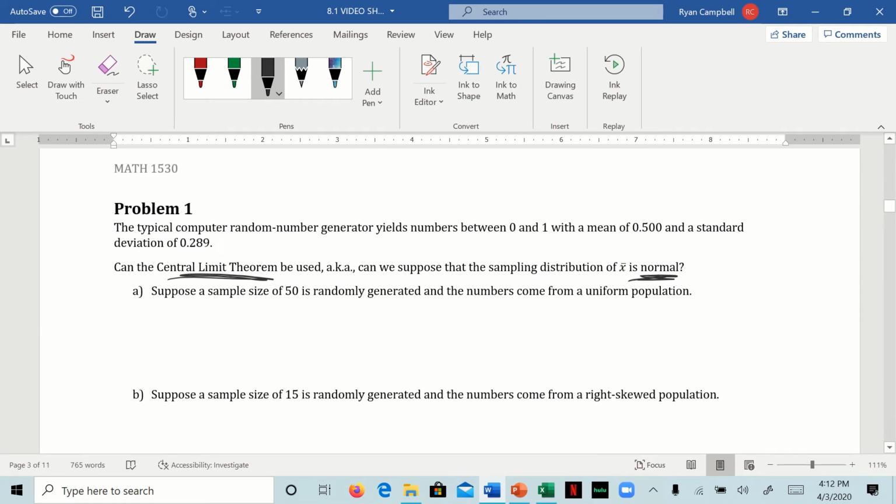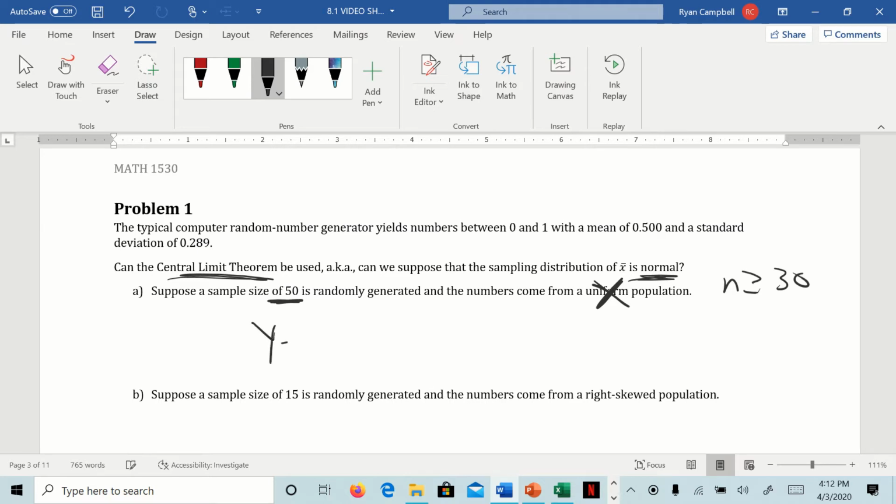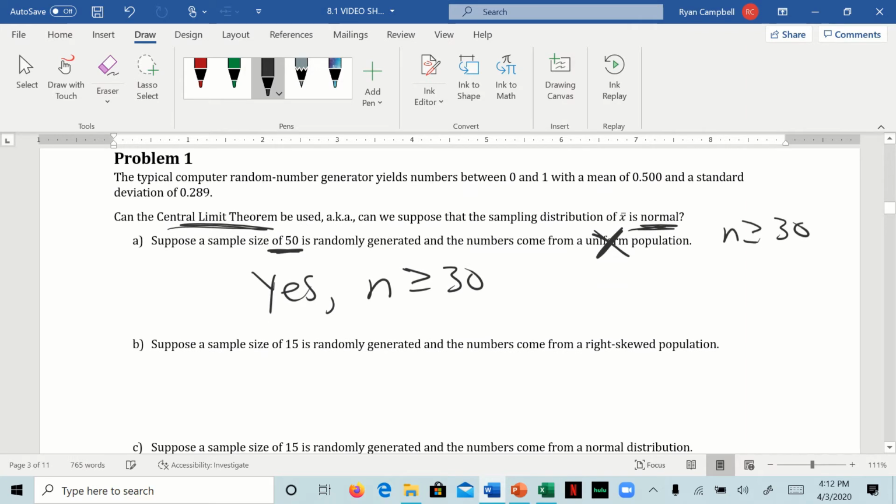Well, we see that the population is not normal. The population is uniform, so that's not great. So let's move on to the second one. Is the sample size greater than or equal to 30? Yeah, the sample size is 50. So we can use this. We can do normal CDF. We can assume that it's normal because the sample size is greater than or equal to 30, right? Or greater than 30 if you want to just say that. That's fine too.